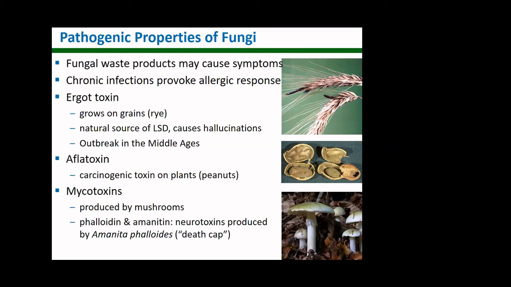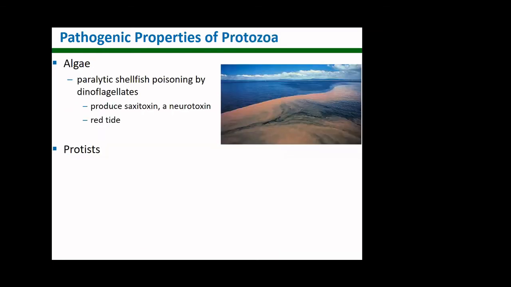Aflatoxin is a very carcinogenic toxin on plants like peanuts. Mycotoxins are produced by mushrooms, so specifically the mushrooms that will probably kill you when you eat them. There's lots of different toxins that mushrooms can produce. Algae can make toxins as well, neurotoxins and the toxins that cause red tide.